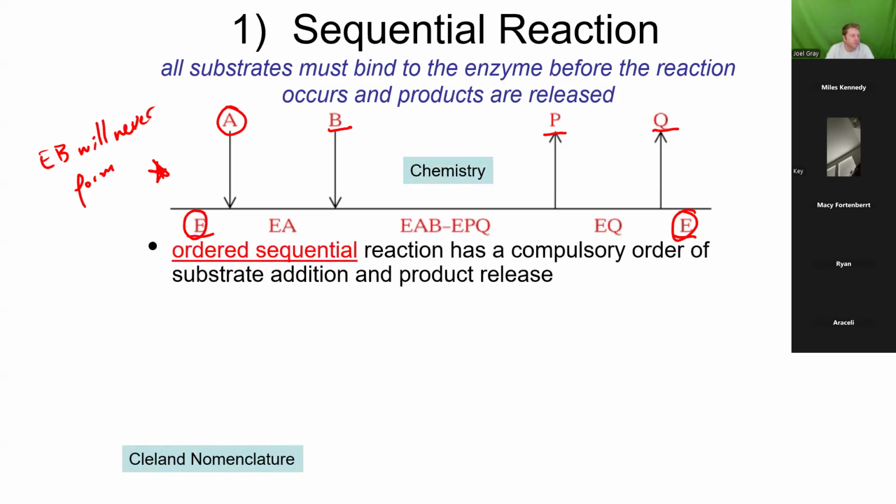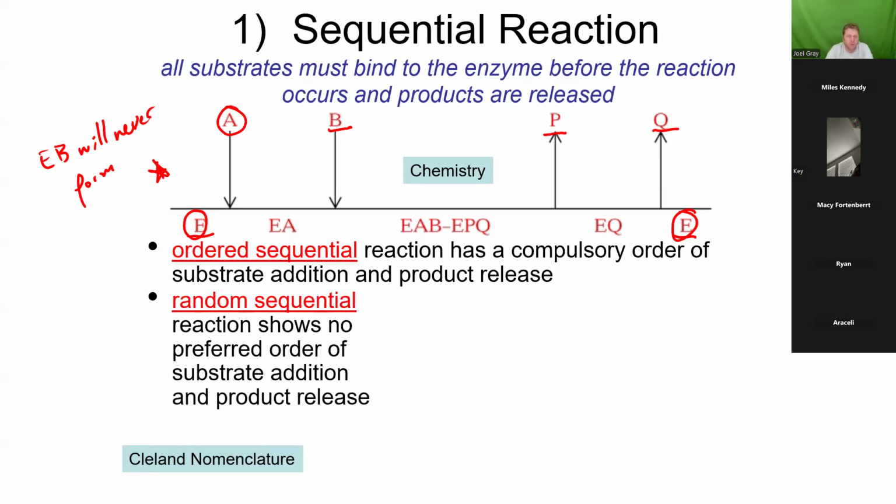Now, this is, like I said, the ordered sequential reaction. This is a sequence that it has to follow. EA can form, EB will never form, because in order for B to bind, A has to be present. That is an essential part of this reaction.